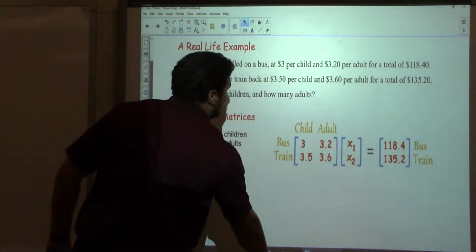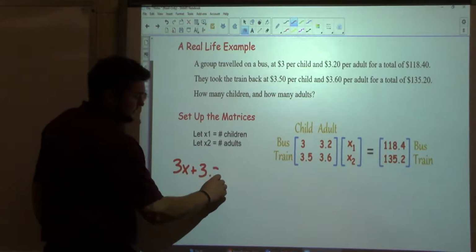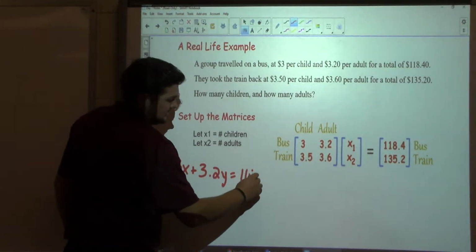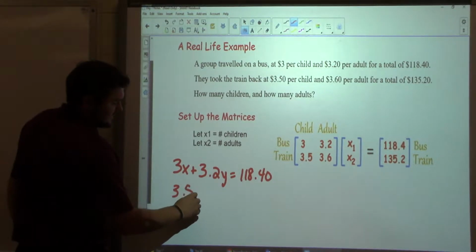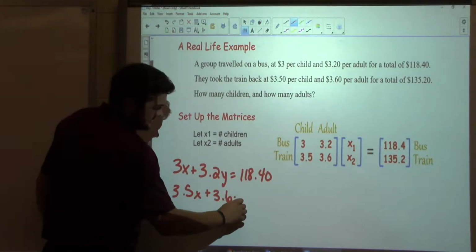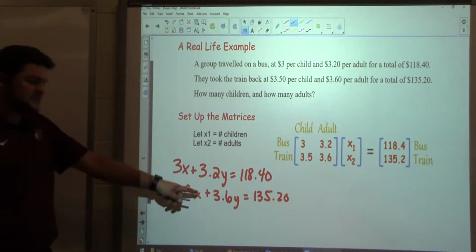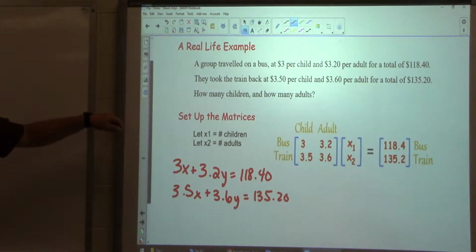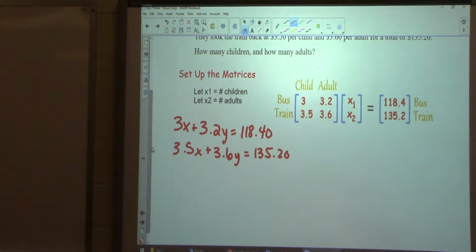It would look like per child would be 3x plus per adult 3.2y is $118.40. $3.50 per child, so 3.5x plus 3.6y equals 135.20. Right? We've all seen something like this before. We should have seen it last year. You've probably solved them before. We're going to do it again, Unit 8 this semester.